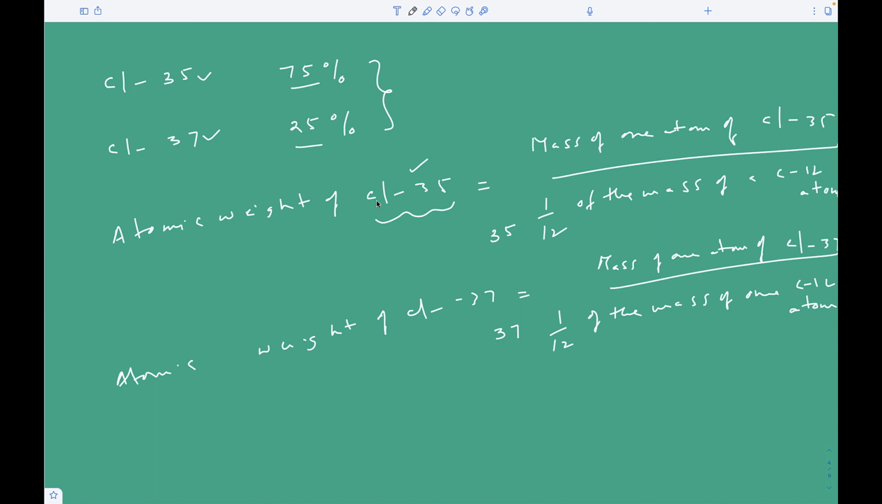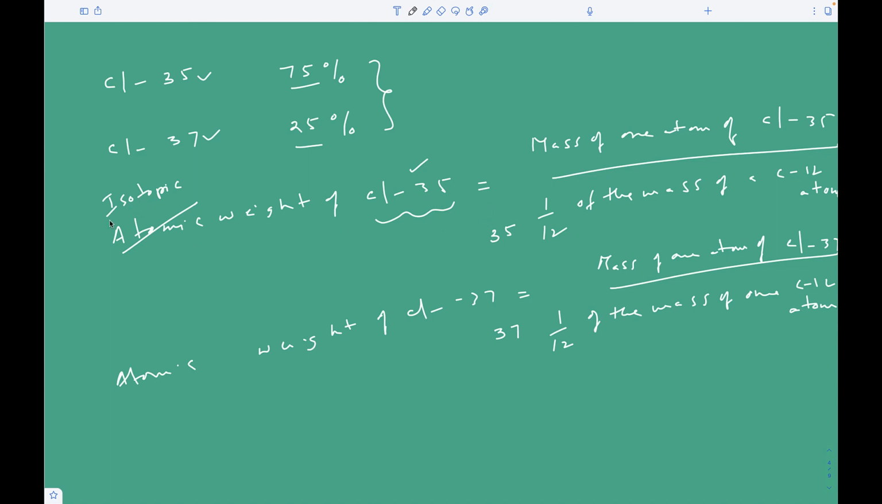Here, because we are specifically talking about a particular isotope, instead of calling it atomic weight, we can also call it isotopic weight. So atomic weight of Cl35 and isotopic weight of Cl35 mean the same. So isotopic weight is the atomic weight of a particular isotope of an element.